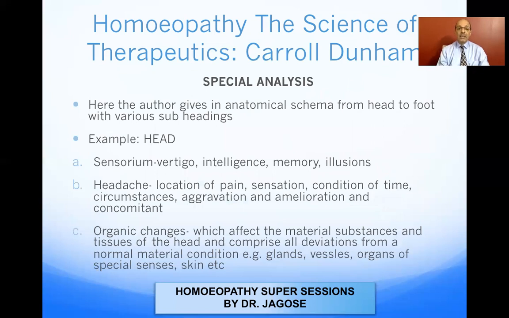Now about the special analysis. Here the author gives an anatomical schema from head to foot with various subheadings. So on the anatomical schema right from head to toe, Carroll Dunham has given many examples. One example which I'm giving here is the example of the head. Under sensorium, we have vertigo, intelligence, memory, illusions. Under headache, we have location of pain, sensation, condition of time, circumstances, aggravation and amelioration and concomitants, and organic changes which affect the substance and tissue of the head and comprise all deviations from a normal material condition, for example, glands, vessels, organs of the special senses, skin, etc.